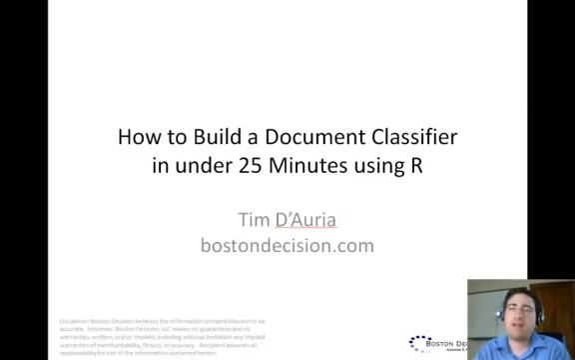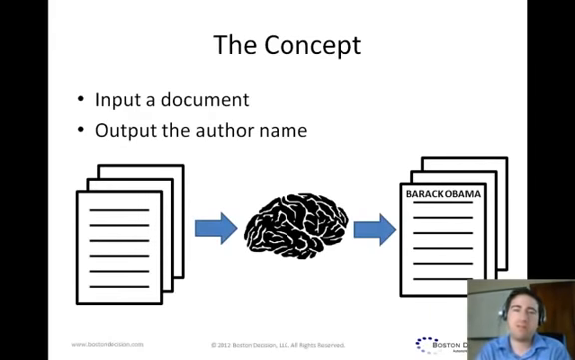Today we're going to show how to build a document classifier in under 25 minutes using the R programming language. The way this will work is as follows. We'd like to give a document to some type of machine learning algorithm or some piece of software we're about to develop, and then have it score or assess who is the author of that piece of text.